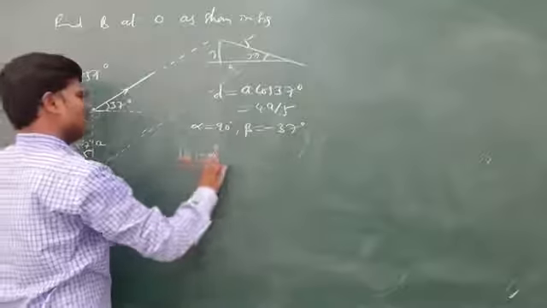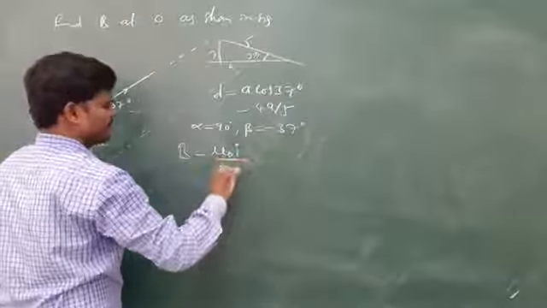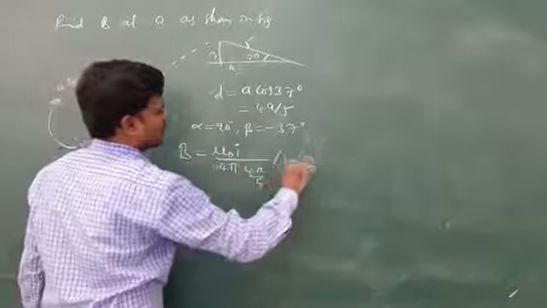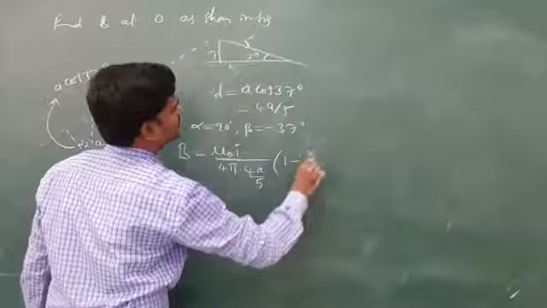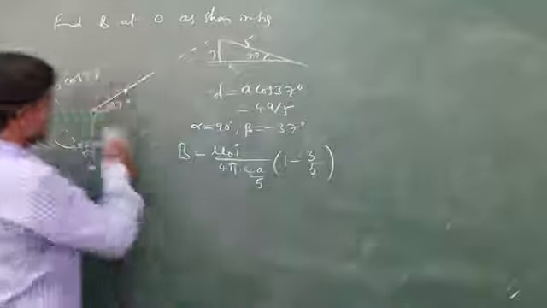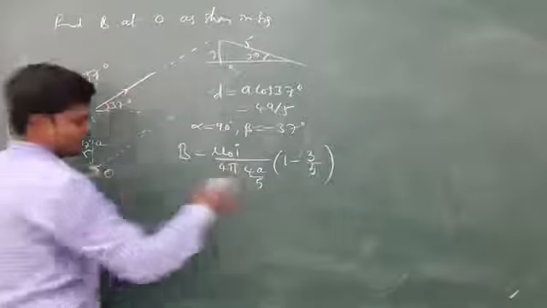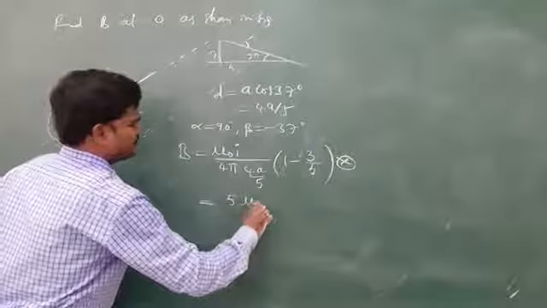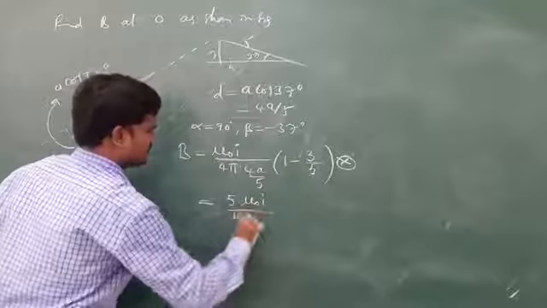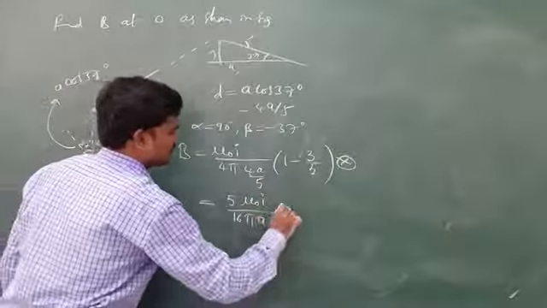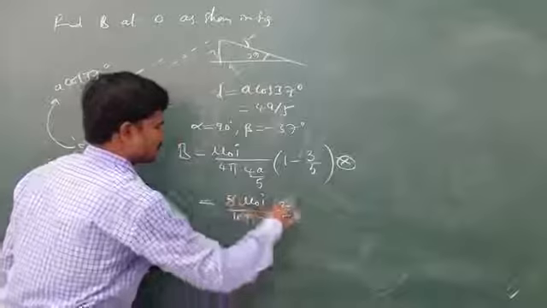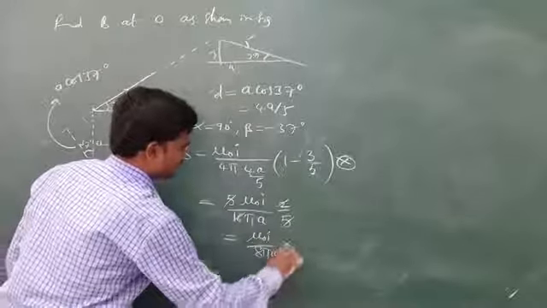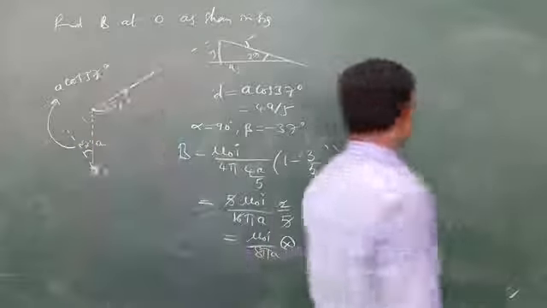Now the formula: mu naught I by 4 pi d, with d as 4a by 5, times 1 minus sin 37, which is 3 by 5. Again for this one, the direction is into the board. So you will get 5 mu naught I by 16 pi a times 2 by 5. So B is mu naught I by 8 pi a, into the board. Okay.